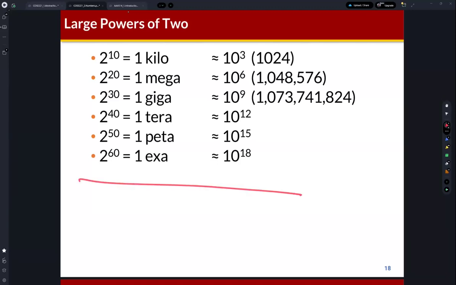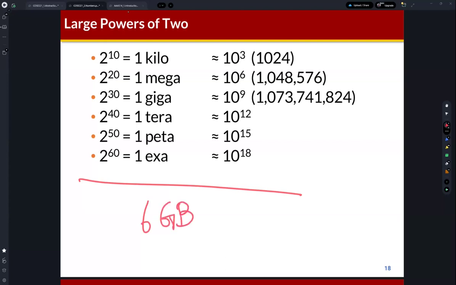Also, in the binary number system, we frequently use very large numbers, so we can represent them with units like kilo, mega, giga, or tera. It's very familiar, right? For example, my smartphone has 6 gigabytes of memory. 6 gigabytes.